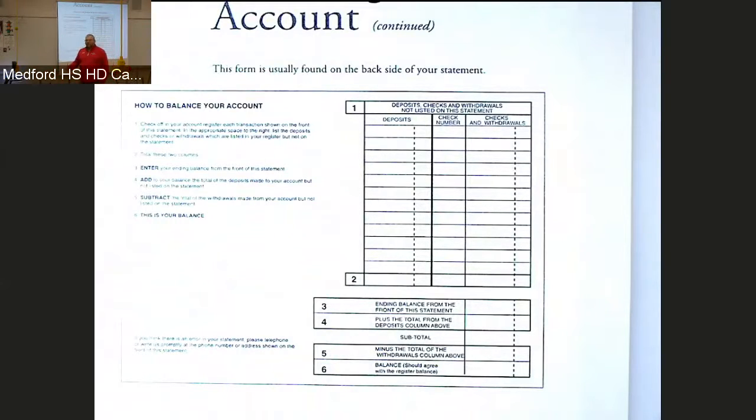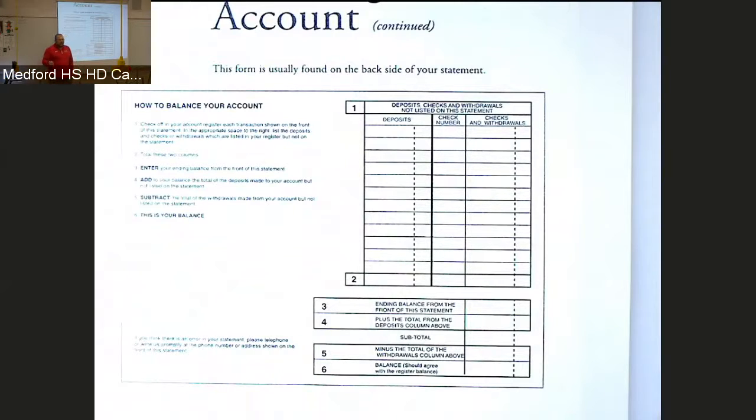You just have to know the terminology and know what they're talking about. So the first step here is to check off all the account register transactions shown on the statement. We did that. We checked the ones that were on the statement with the register. One thing we do need to do, and we didn't have it in this example, is if there's something on that bank statement that's not in your register, we need to add it.